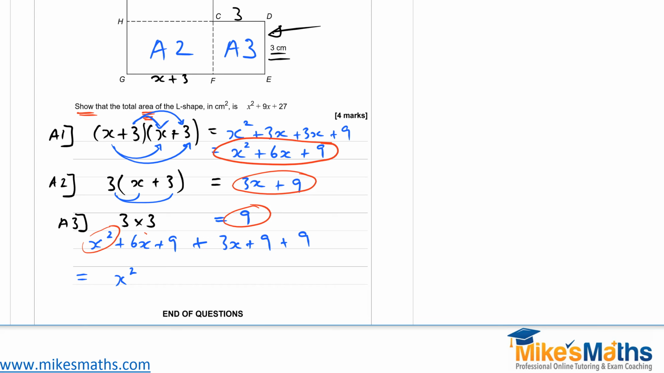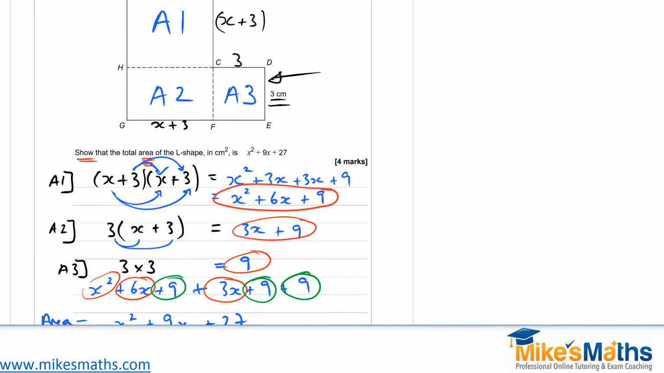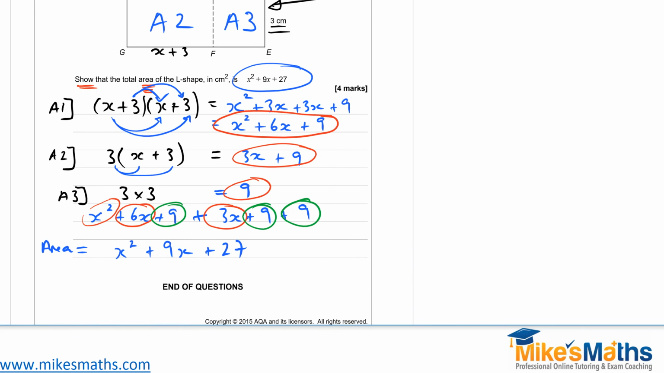Now work out the x's. Well, we've got plus 6x plus another 3x. That would give us plus 9x, wouldn't it? And then if we add the numbers together, you've got plus 9 plus another 9 plus another 9. That's 3 9s, that's plus 27. So we can say that the area is that, and that's exactly what we wanted. There it is, x squared plus 9x plus 27. So you know that that is correct, because they gave it to you in the question.